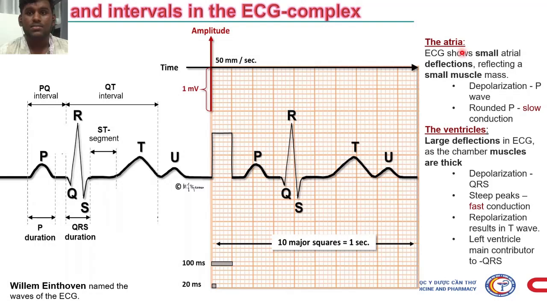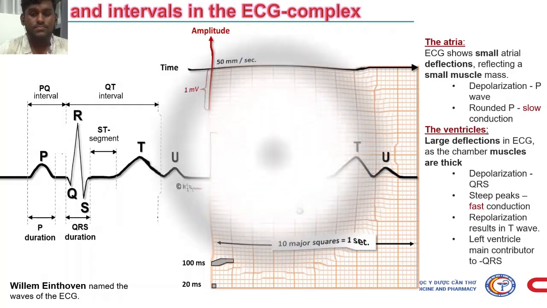The atria: the ECG shows a small atrial deflection, reflecting a small muscle mass. Depolarization gives the P wave, rounded due to slow conduction. The ventricles: a large deflection in the ECG as the chamber muscles are thick. Depolarization gives the QRS, with steep peaks due to fast conduction, and repolarization results in the T wave. The left ventricle is the main contributor to the QRS.